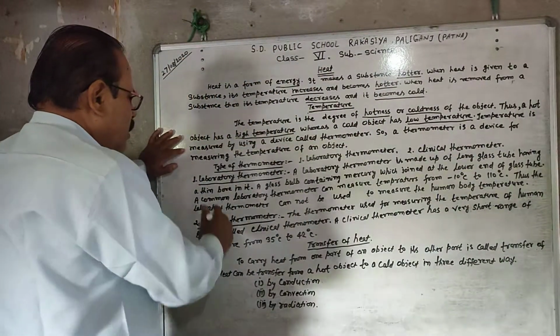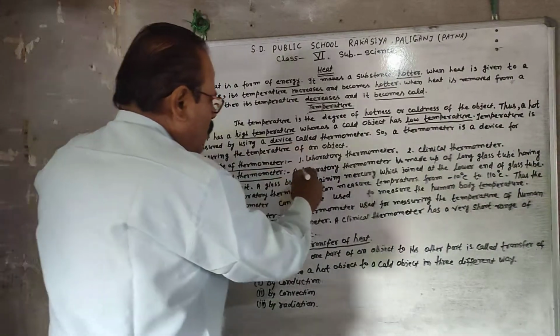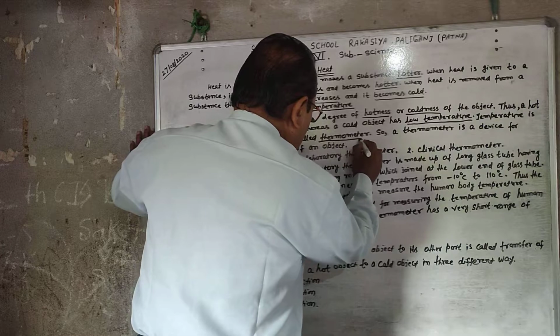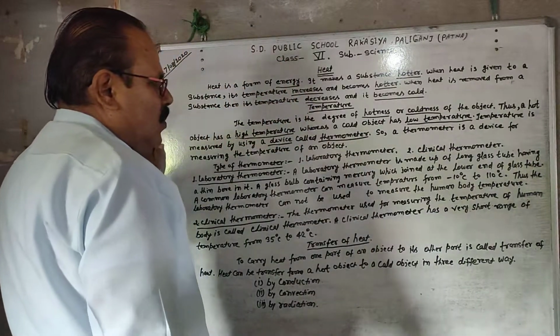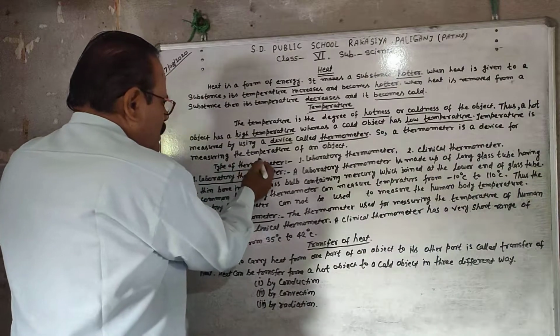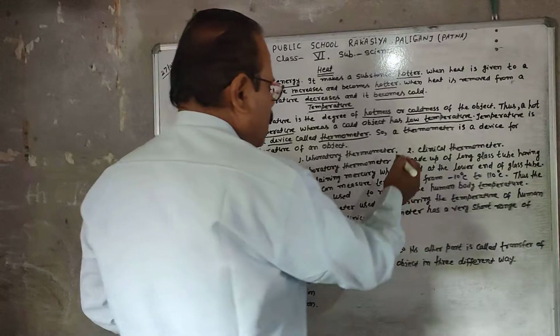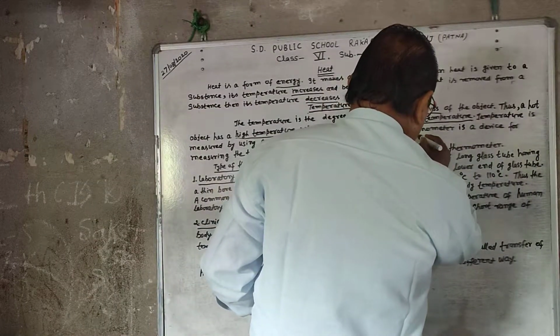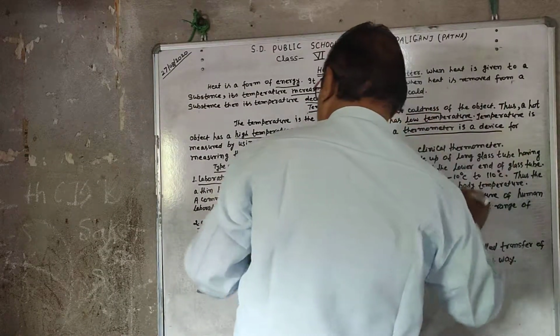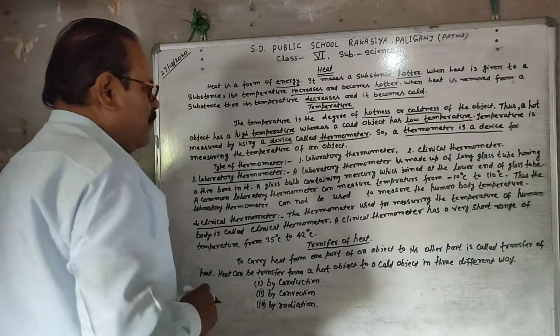Temperature is measured by using a device called a thermometer. So, a thermometer is a device for measuring the temperature of an object.